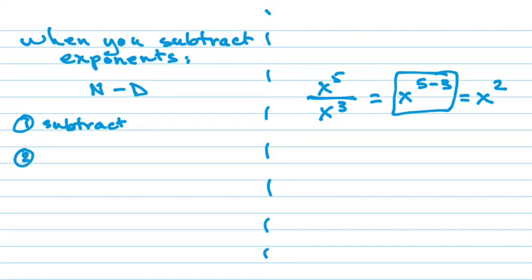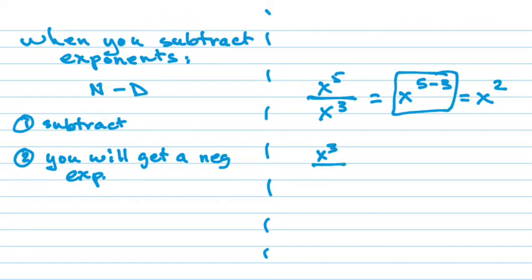Sometimes you will get a negative exponent. And let me show you what that looks like. We'll just use the same numbers. Say we have this time x to the 3 divided by x to the 5. So that becomes x to the 3 minus 5. And what is 3 minus 5 going to leave you? Negative 2. Okay? And a negative exponent is a problem. We can't leave an exponent as being negative.